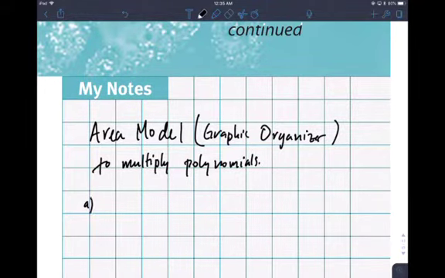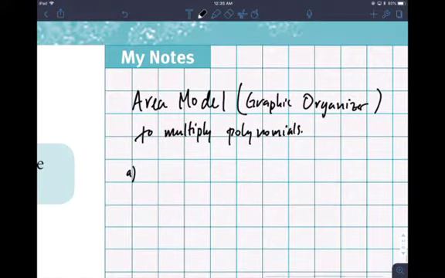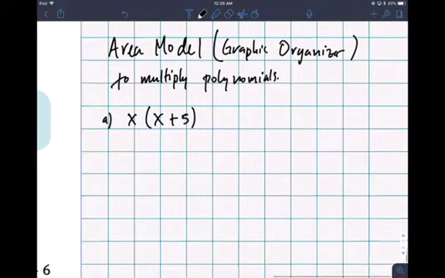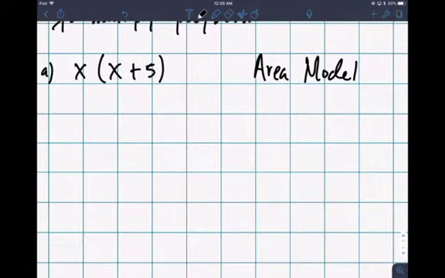So sample A, just to make sure you get the right one: x times x plus 5. So a few ways of doing it. So first I'll do the area model. If I do the area model, this is what my rectangle would look like. See if this makes sense to you.